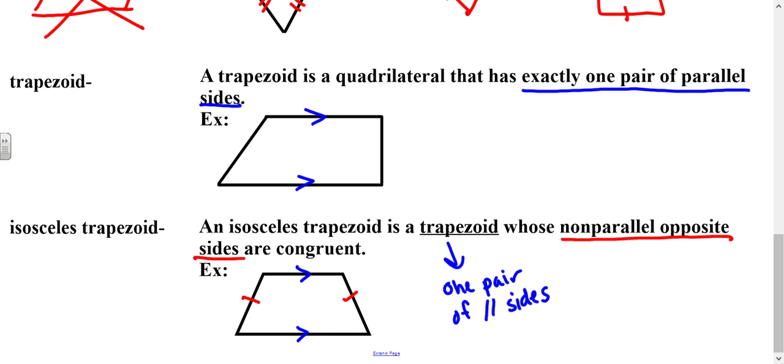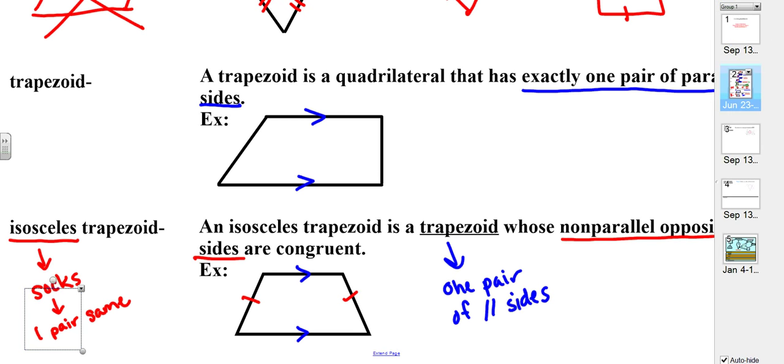Now, some people have trouble with the word isosceles. I think that word looks like the word socks, and that means that you have one pair that are the same. So isosceles means it has one pair of sides that are the same. So isosceles looks like socks. That's how you can remember it. Okay, we're going to go through a few examples of how to use this information.